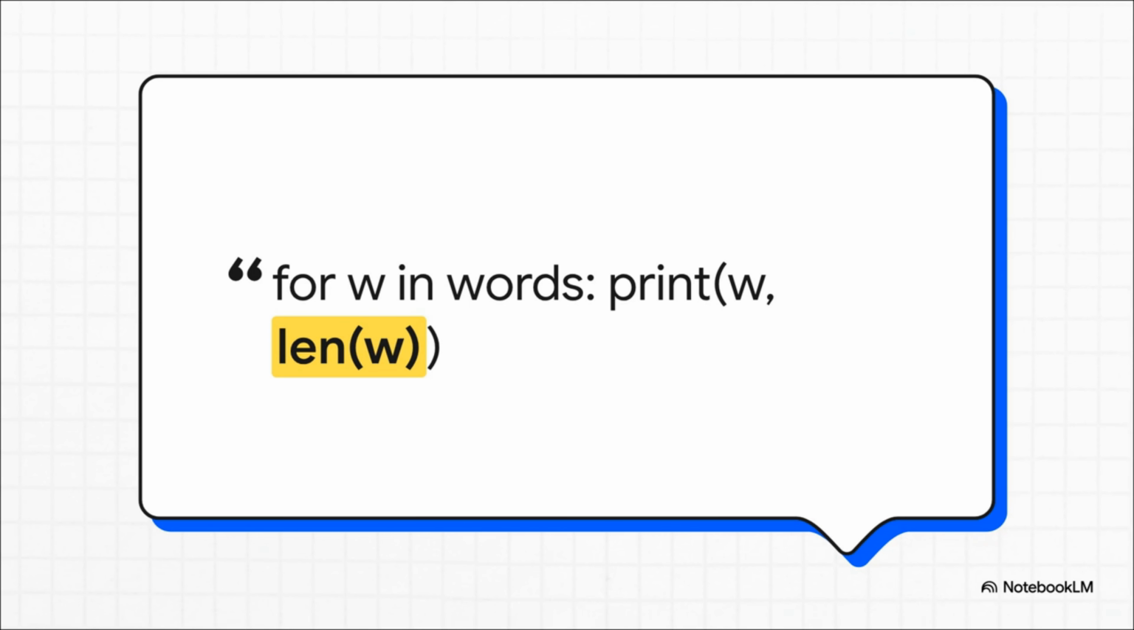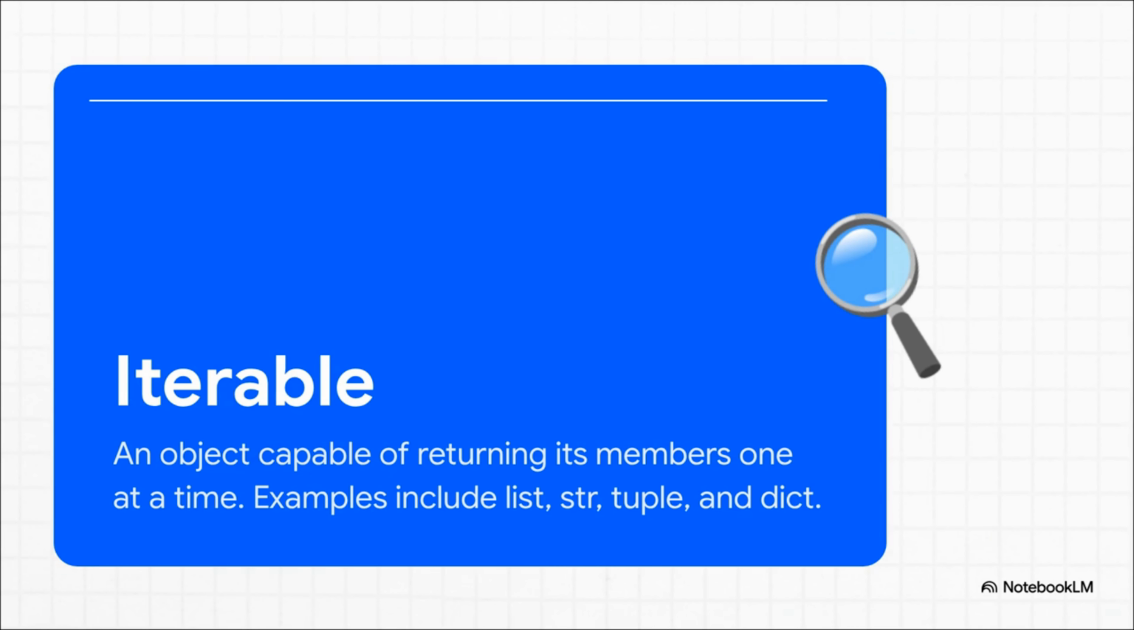The reason this works so beautifully is because a list is something we call an iterable. So what even is an iterable? Really, it's any object in Python that you can loop over. It's a super fundamental concept. When a for loop sees an iterable, it just knows, hey, I can ask this thing for its items one after another until there are none left. It's this simple agreement that makes for loops so incredibly powerful across all sorts of different data types.